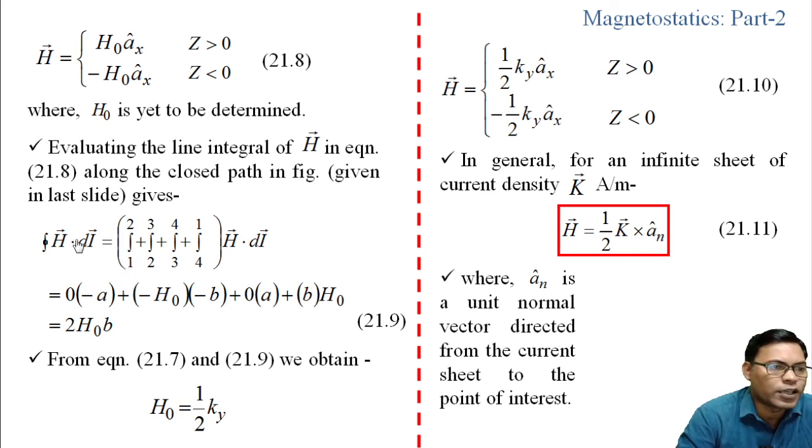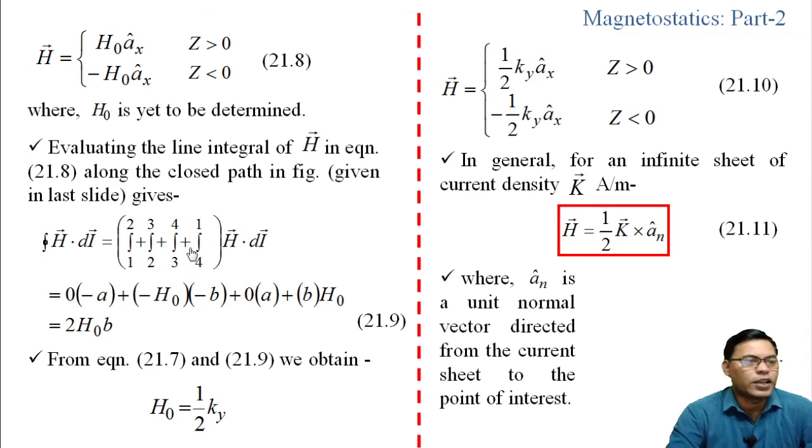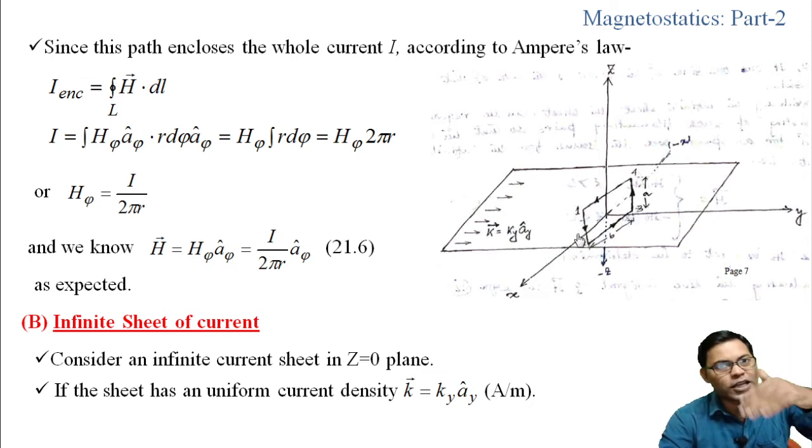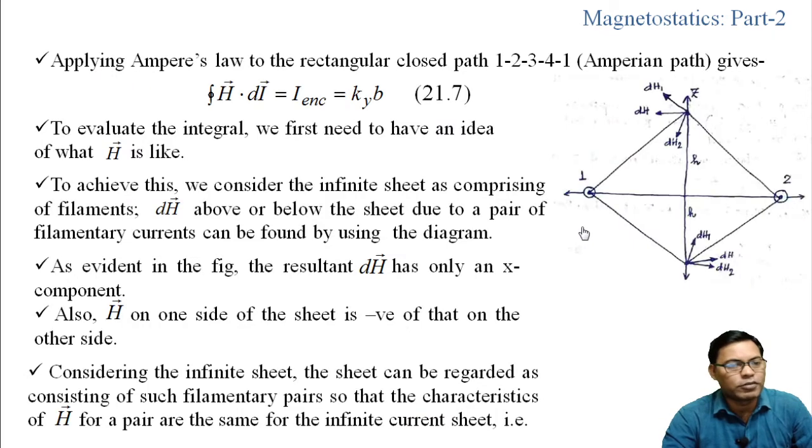Along this path, we calculate H dot dl. First we will calculate H along the path 1 to 2, then along the path 2 to 3, then 3 to 4, 4 to 1. For the first case, along 1 to 2, the component of H will be 0, because we know the H field has only an x component. There is no z component, so this will be equal to 0.